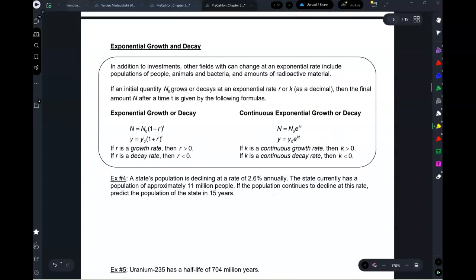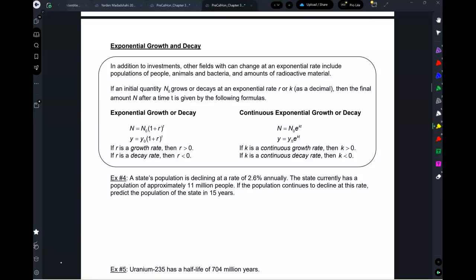Okay. Now, let's do some word problems, because what's life without word problems? I'm boring. In addition to investments, which we've always talked about, like exponential growth and compound interest, other things also change at exponential rates: populations of people, populations of animals, bacteria, and also radioactive decay, amounts of radioactive material. Here we get into a little bit of notation issues. Your book, for some reason, likes to use these capital N's, which I don't particularly like because the entire world uses y's. So I have put both here.